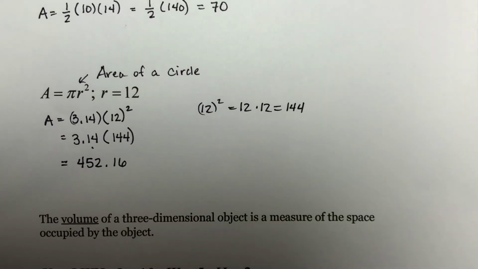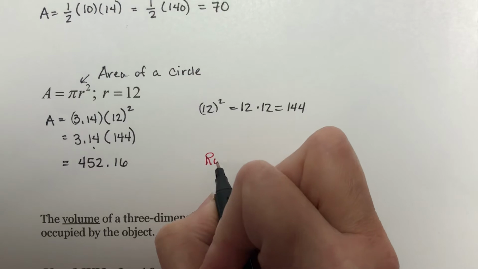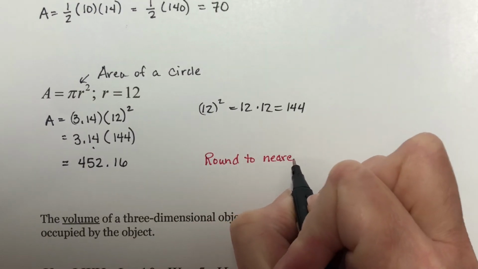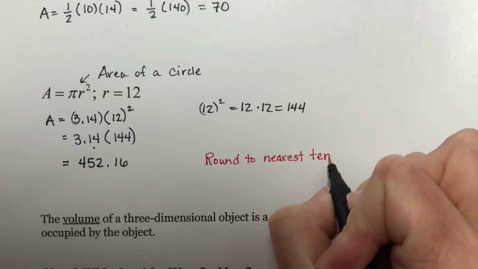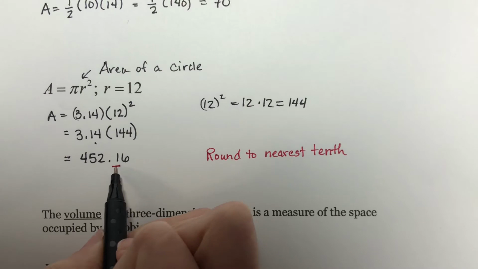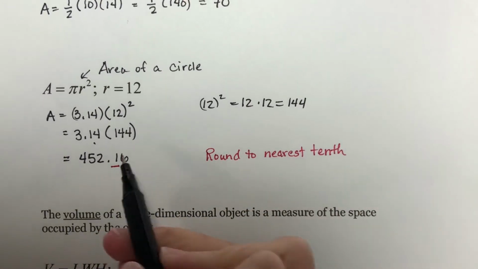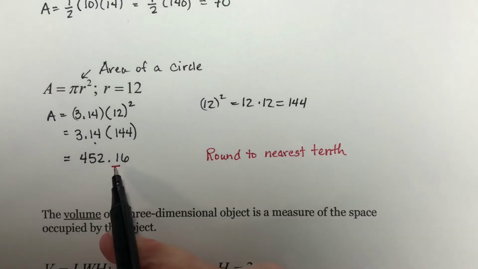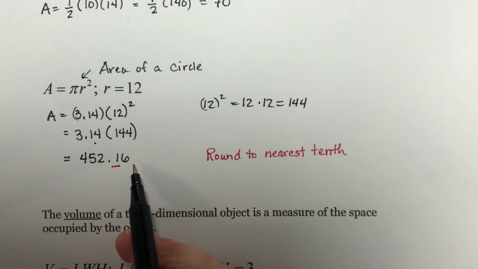So if they asked you to round to the nearest tenth, this is your tenth position. The TH tells you you're on the right-hand side of the decimal. When you're asked to round to a particular place, I always underline it. You look at the next number over to the right.